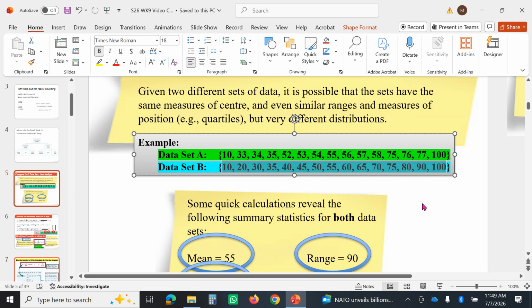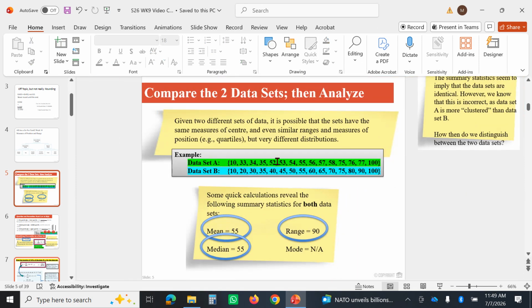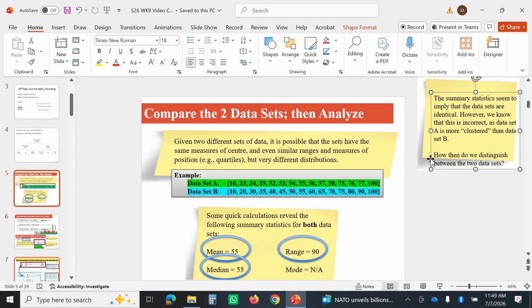How are they different? Are the people in these two data sets thinking alike? Well, at first glance, both have a mean of 55, both have a median of 55. The range is 90. It appears that these two are very, very similar, if not the same.